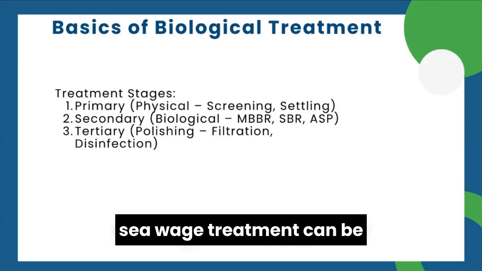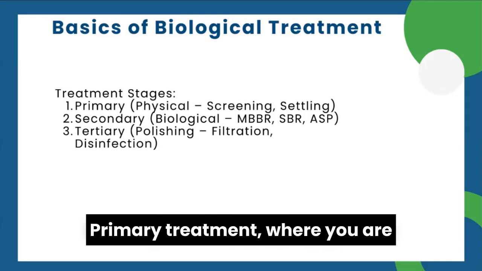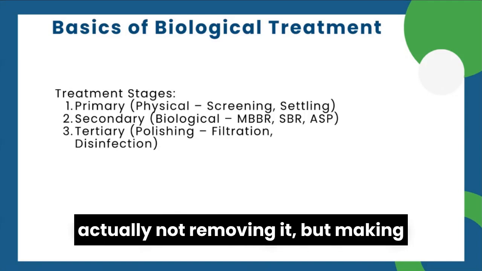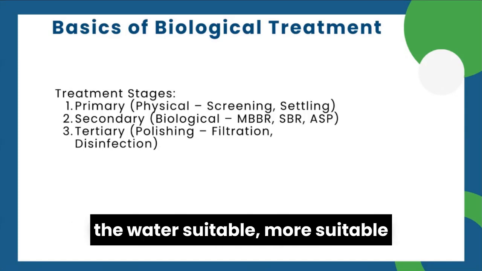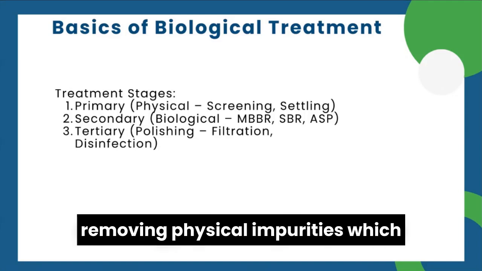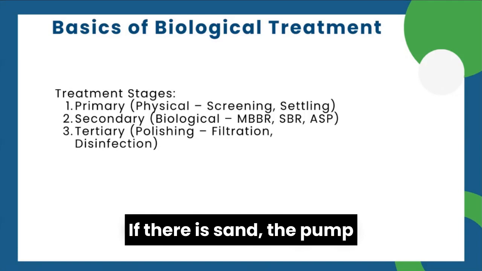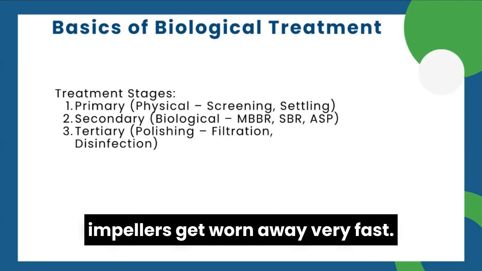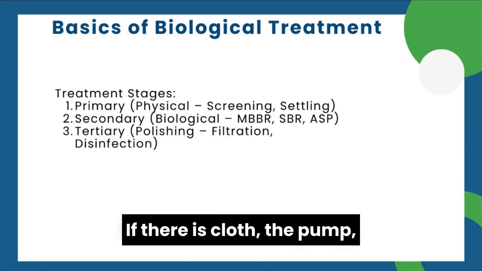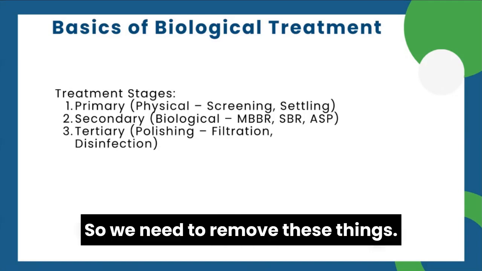Moving forward, sewage treatment can be divided into three major parts. Three major parts: primary treatment, where you are actually not removing it, but making the water more suitable for treatment by removing sand, by removing physical impurities, which can potentially spoil your equipment, downstream equipment like pumps. If there is sand, the pump impellers get worn away very fast, right? If there is cloth, the pump housing will get choked, right? So we need to remove these things.